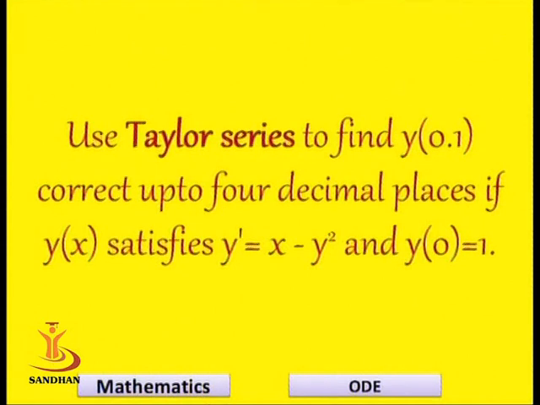Hence, we can say that at the initial point x1, y1, x1 is equal to 0 and y1 is equal to 1. Using this Taylor series expansion method, we now need to find out the value of the ordinary differential equation at x equal to 0.1. We have been given the value of the ordinary differential equation at x equal to 0. The next consecutive point is x equal to 0.1.